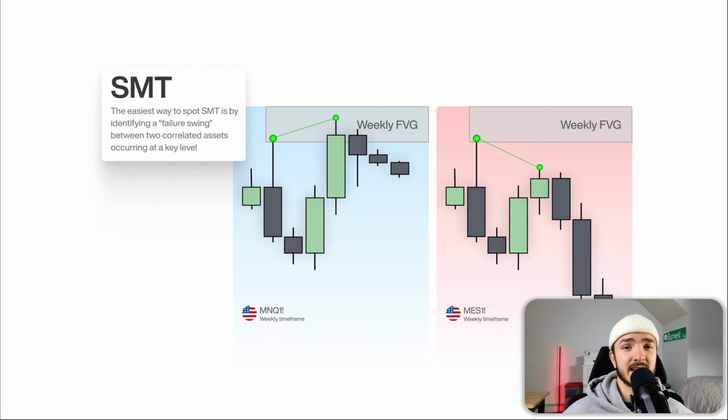The easiest way to spot SMT is by identifying a failure swing between one of the two correlated assets at a key level. So you can see in the example right here, micro NASDAQ tags that weekly fair value gap, creating a higher high, whereas micro S&P 500, MES, fails to tag that weekly fair value gap and fails to create a higher high. This is our bearish failure swing, our bearish SMT. It indicates relative weakness on the S&P 500, smart money involvement with price, and it just validates our internal range liquidity. So I highly recommend once you've mastered draw on liquidity and market maker models to pair SMT with those two. This will drastically increase your win rate and position you on the right side of the markets.